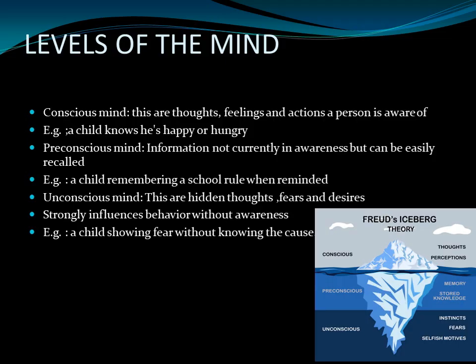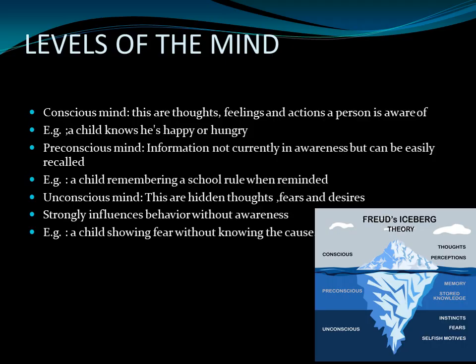Then let's go to the next one, the preconscious mind. With the preconscious mind, this information is not currently in awareness but can be easily recalled. For example, a child remembering a school rule when reminded. Or say you're in an exam room, you've been given a paper and you look at the paper and you remember this question, I remember the answer. Then you trigger your mind to remember and to recall, and alas, you remember it. Now that is the preconscious mind.